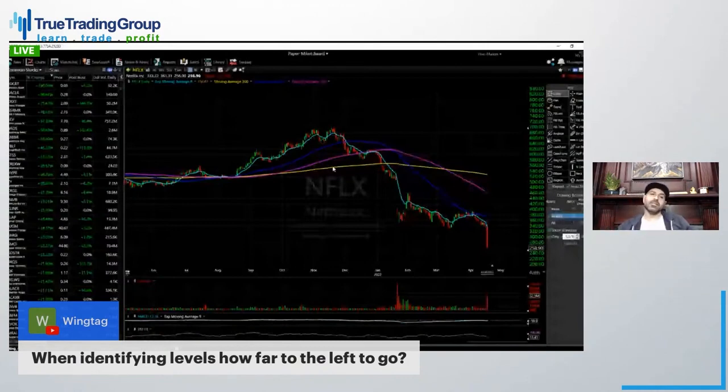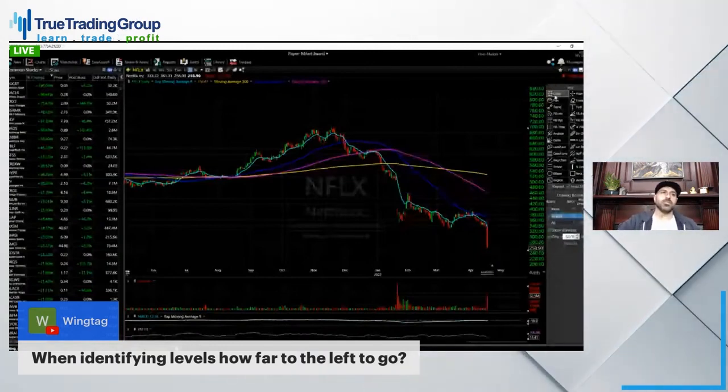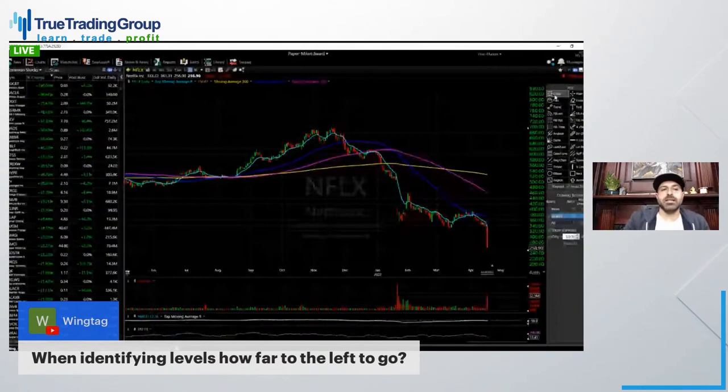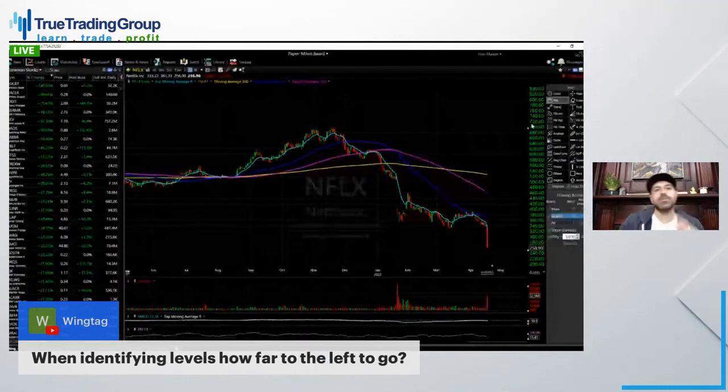When you're looking to the left, and I'll use Netflix as a perfect example, when you're trying to identify support and resistance, you go as far back to the left as you have to until you identify relevant levels that are close to the current price of the stock. Once you find those levels, stop. You don't have to keep going once you find those levels. And I'll give you an example.